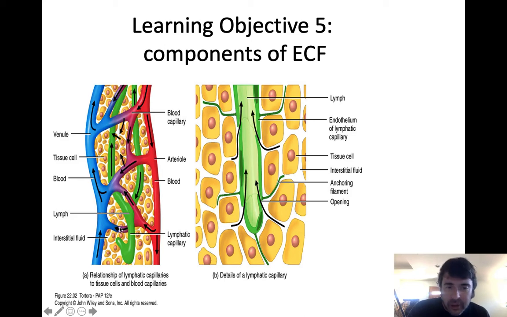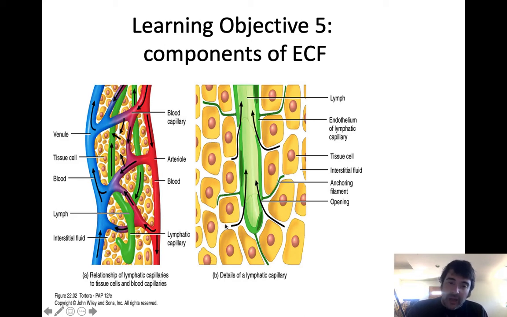So if we take a really close look, all of this space right here, if I put a pointer here and said, what type of fluid would you expect to find there? The fluid around the cells in the tissues of your body is called interstitial fluid. And remember, this is a three-dimensional system. It's hard to pick that out here.